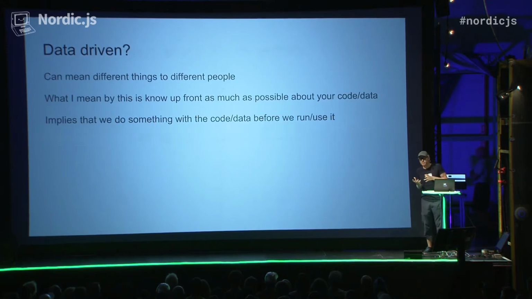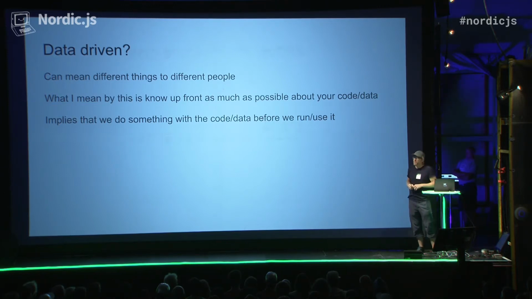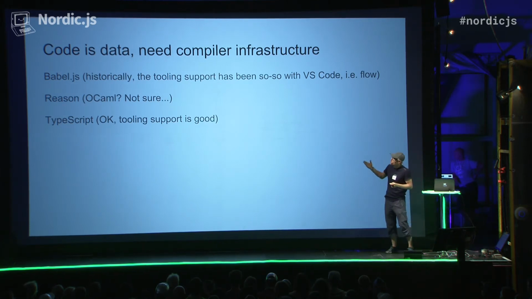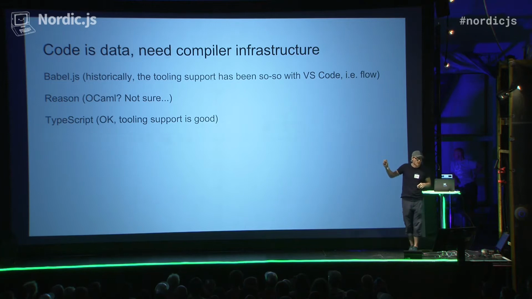and I want to do something which is data-driven, so that we put our code and data and assets and everything in kind of a database to be able to do something smart with it as we use it. And if code is data, we need a way to reason about code. And the way we do that is with compilers. And we're using Webpack today, and we're using Babel.js.